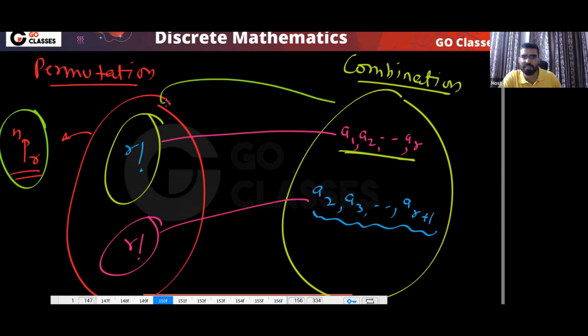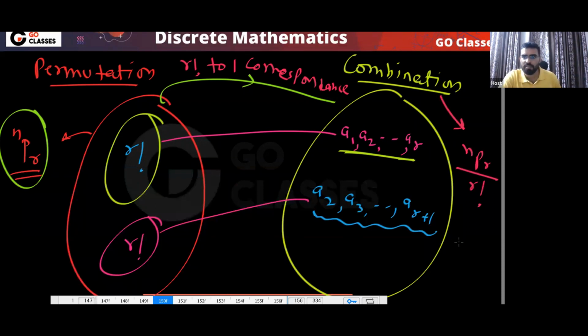So finally, I can say from permutation to combination, which correspondence do we have? We have R factorial to 1 correspondence. Very good. So finally, the number of combinations, what will that be? That will be NPR divided by R factorial.